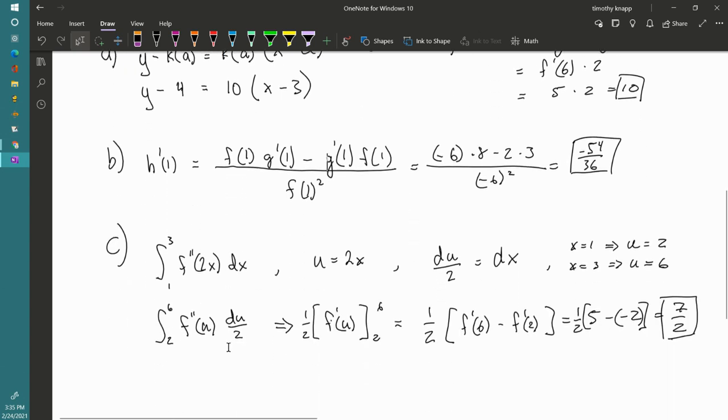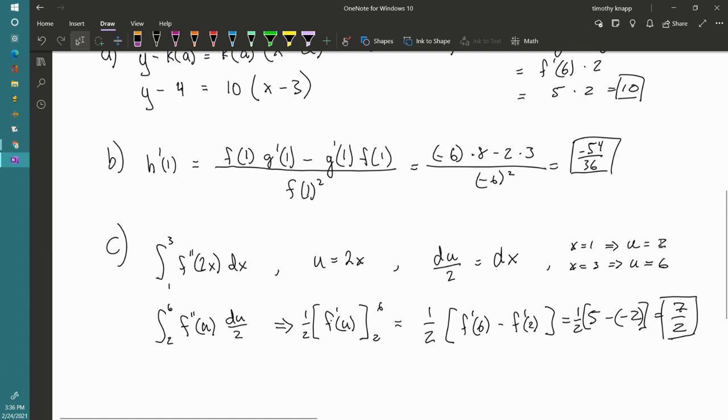Now, this is the most difficult one here. They're asking us to take the integral of a second derivative. But it turns out that there's actually a function within here, so you're going to make a u substitution to solve this one out. You let u equals 2x. If you differentiate both sides of this equation, you get du over 2 equals dx, because you pass the 2 over through division. Then you've got to change your endpoints here in terms of x into u.